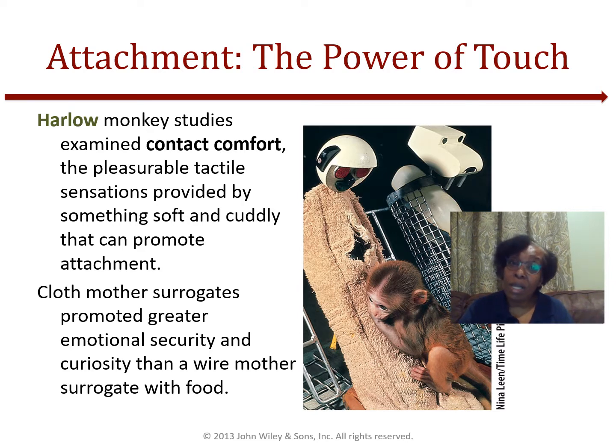Now, the infant monkeys were fed by either the cloth or the wire mother, but they otherwise had access to both mothers. The study showed that the monkeys reared by a cloth mother clung frequently to the soft material of the surrogate mother and developed greater emotional security as well as curiosity than the monkeys that were assigned to the wire mom.